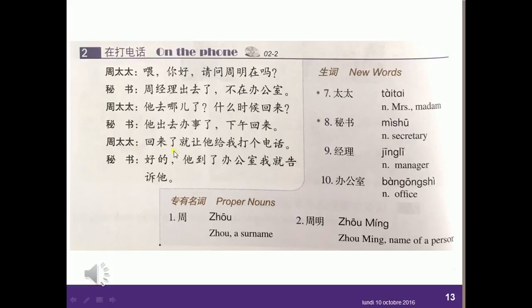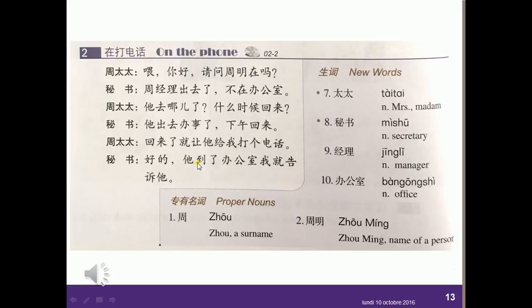Alright, then 周太太 says, 回来了就让他给我打个电话。This sentence has two structures. First, 回来了, one action, right? Then 就让他, let him, 给我打个电话, call me back. So let him call me back. This is two actions. And then 秘书说好的, okay, no problem.